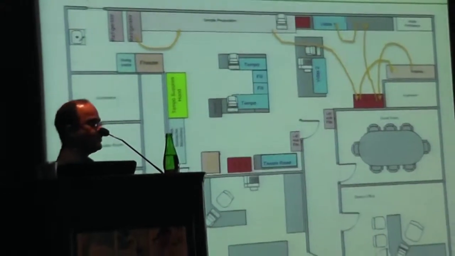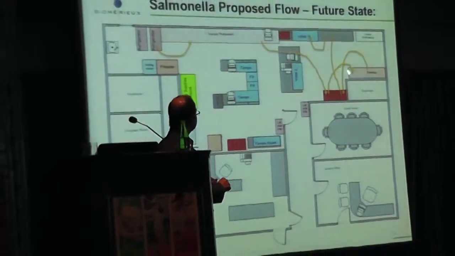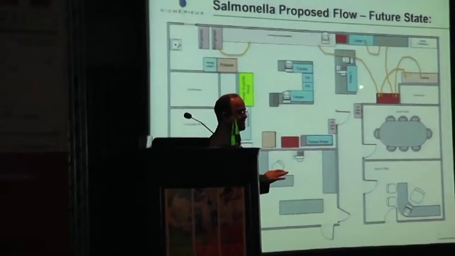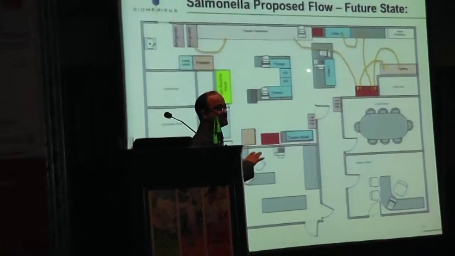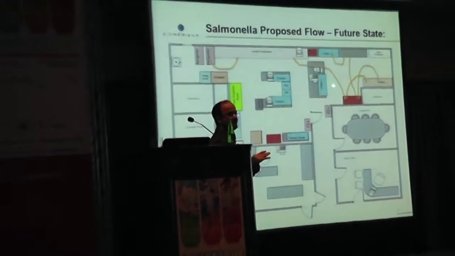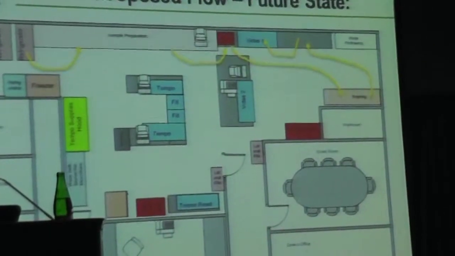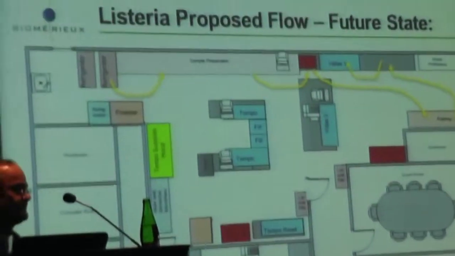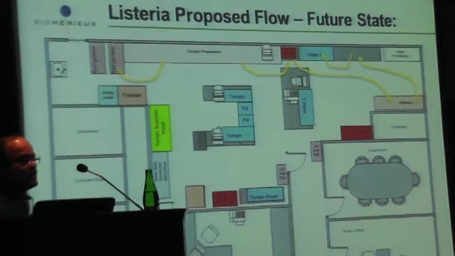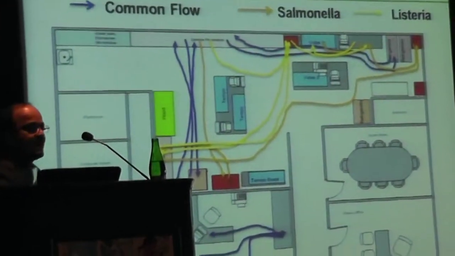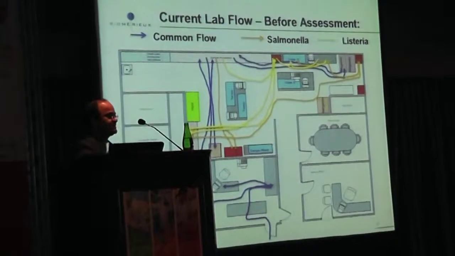And this is what we propose. For Listeria, we moved the incubators, we moved some benches here and there, and that's all. That's how much activity, how much movement the lab now requires. And that's for Salmonella. So I'm going to go back to my previous slide. See how much movement was happening here before we did our assessment.